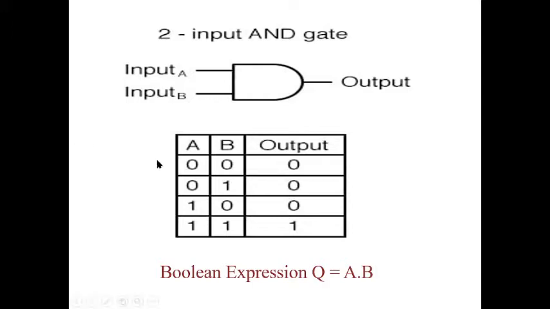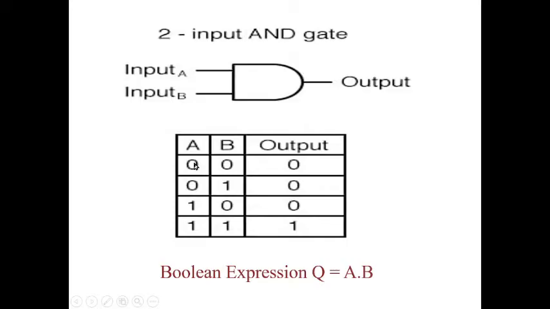So if we convert 0 to binary in 2 bits, we have 0, 0. If we convert 1 to binary in 2 bits, we have 0, 1. If we convert 2 to binary in 2 bits, we have 1, 0. And if we convert 3 to binary in 2 bits, we have 1, 1. So we have our inputs A and B as 0 0, 0 1, 1 0, and 1 1.